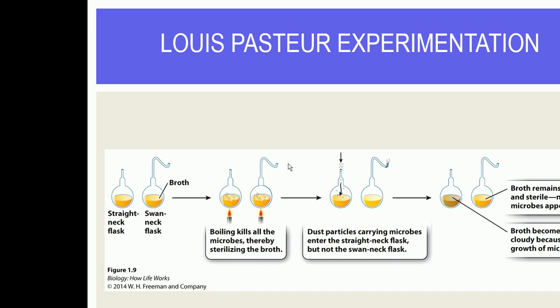After some time, what he observed was that the broth in the straight-necked flask was getting contaminated, but not in the S-shaped one. In the straight-necked flask, the organisms come in contact with the broth and make it contaminated. In the S-shaped flask there is a trap, so the microorganisms get trapped and cannot reach the broth. That is why this broth stays sterile and there is no contamination. So this experiment again proved that life comes from life.